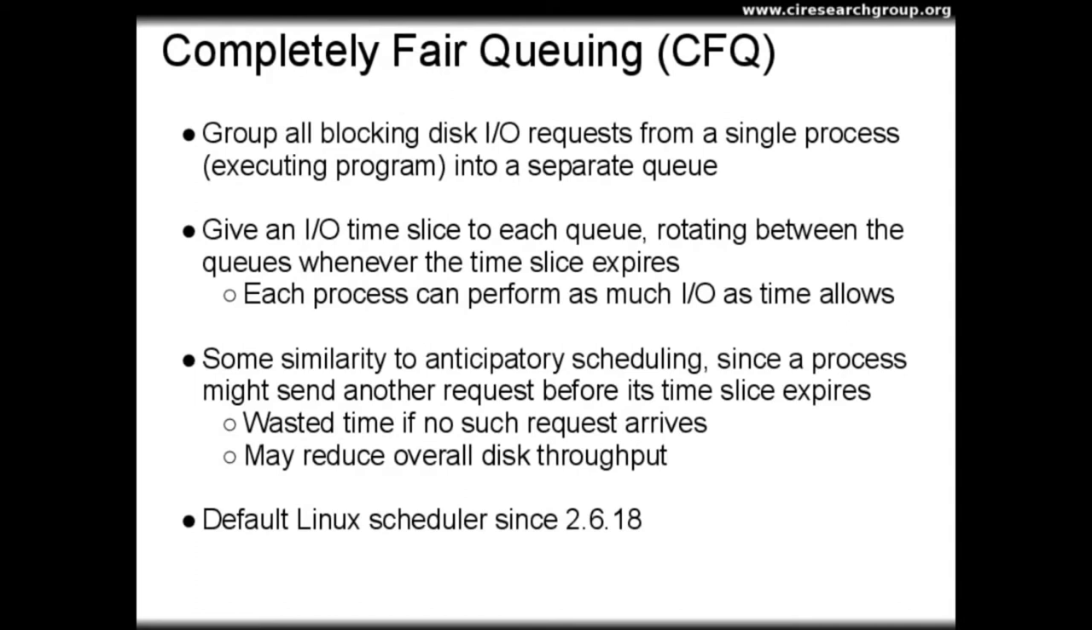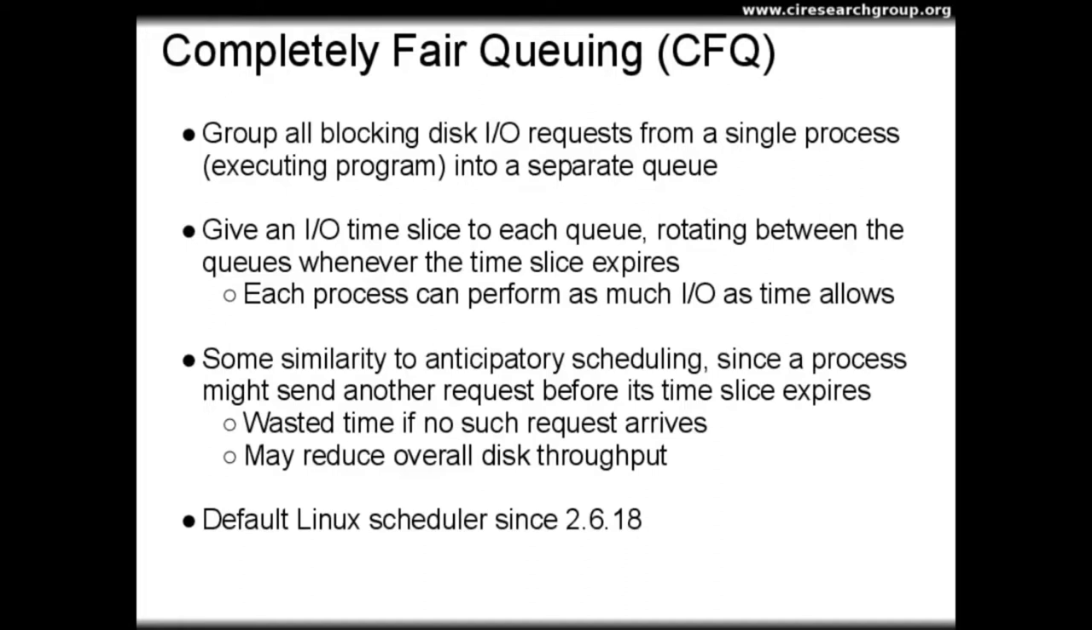Completely fair queuing is a somewhat different idea, where instead of actually scheduling the I/O requests, the completely fair queuing model schedules processes or running programs to have time slice access to each disk. And essentially, this CFQ scheduler gives each process an I/O time slice, and that process can do as much I/O on the disk as it would like within that time slice. When the time slice expires, the CFQ scheduler moves on to the next process and gives it access time to the disk.